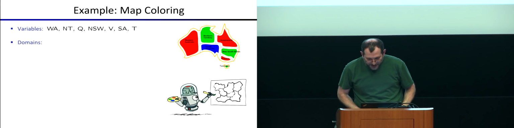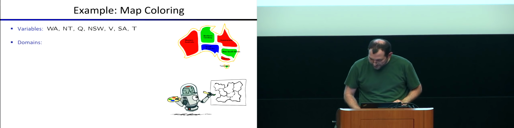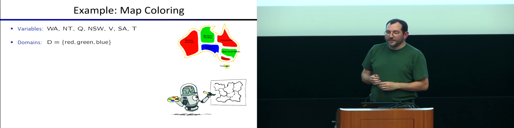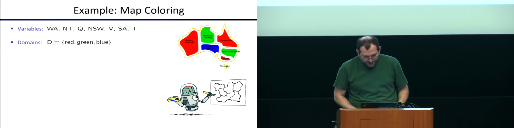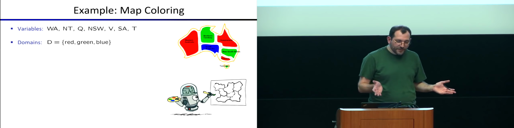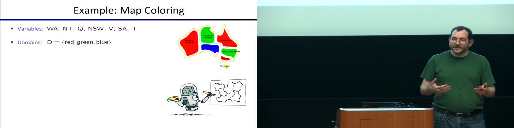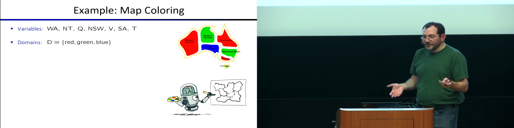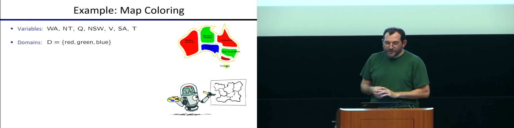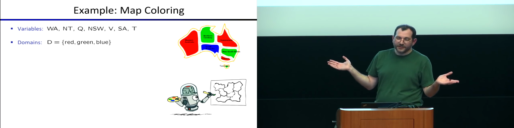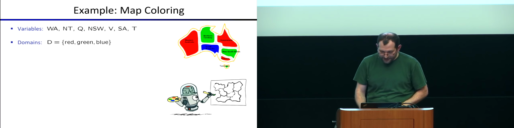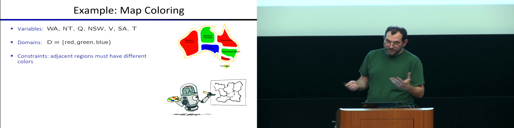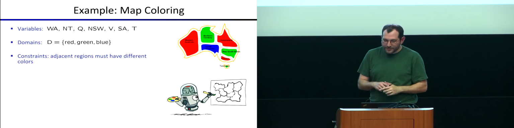Okay, so what are the domains? Well, we need values to assign, and the domains here might be red, green, and blue in this map coloring. Now, of course, if that was it, if there were just variables and domains, a solution would be an assignment of variables, giving each variable a value in the domain, so we just color it all red, and we say we're done. So we need some constraints. We need something that tells us coloring everything red is not okay. And so the constraints here, in English, say adjacent regions must have different colors.